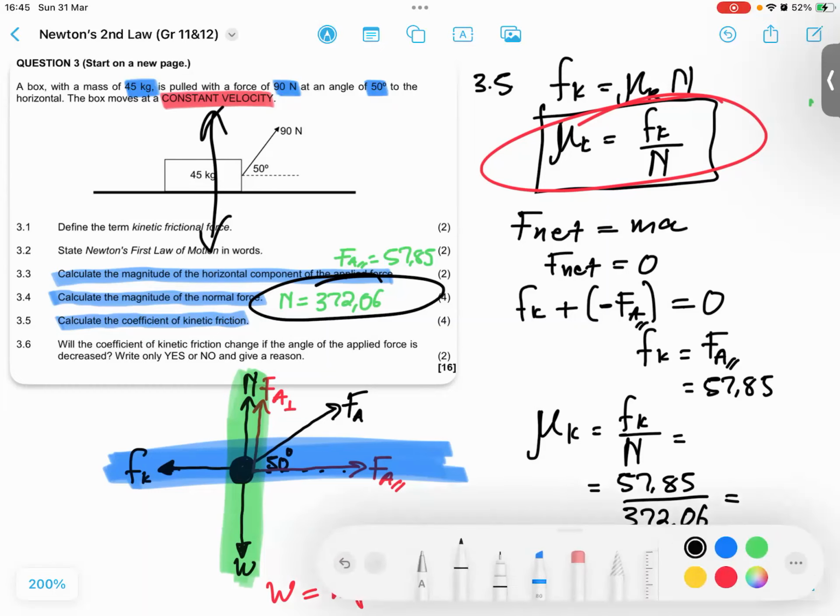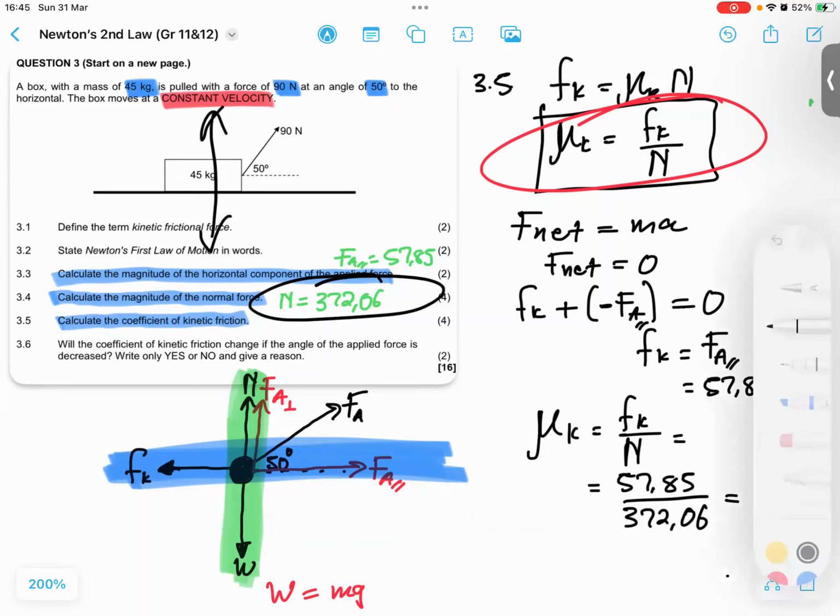So we're going to round it to decimal places. This will give us 0.16 if you round it off to 2 decimal places. That is the coefficient of kinetic friction. Okay, and now the last question, which is 3.6, is to calculate what? 3.6 asks: will the coefficient of kinetic friction change if the angle of the applied force is decreased? Write only yes or no and give a reason for your answer.